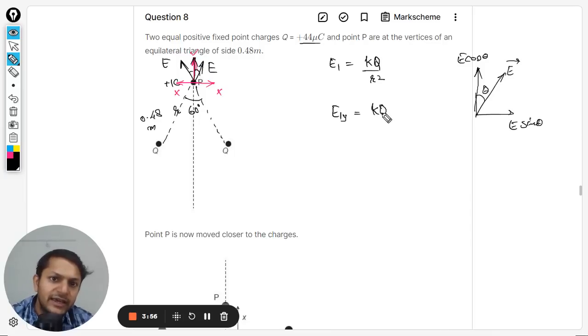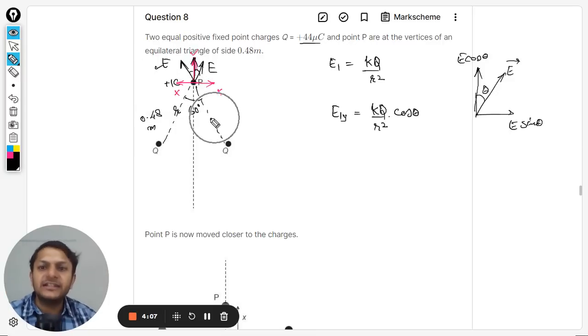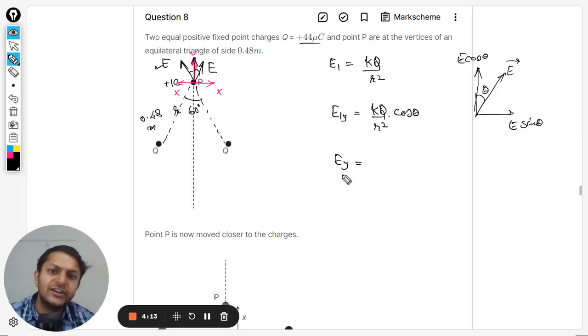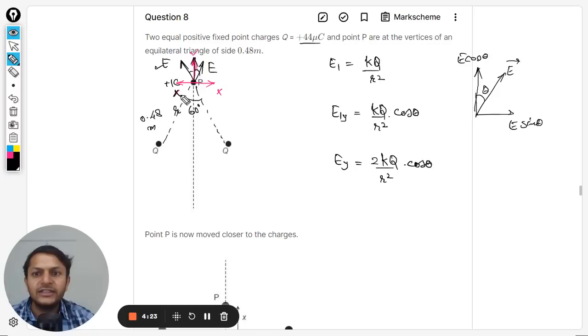So that will be K capital Q divided by R square into cos of theta. Similarly, this E is casting the same component there because the charge value is the same, the distance value is the same, and the angle value is also the same. So overall, the electric field intensity along the y-axis will be double this value. So it will be twice of KQ by R square into cos theta. Sin theta is not there. This sin theta component and that sin theta component are acting opposite to each other, so they cancel each other. We are not considering that. So this is the most simplified form.